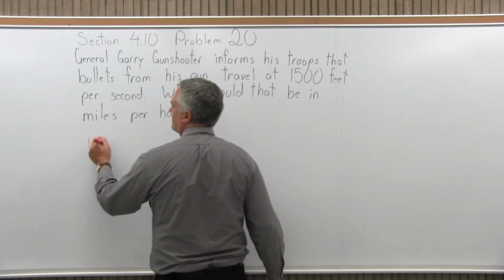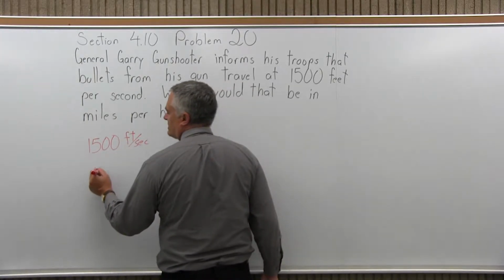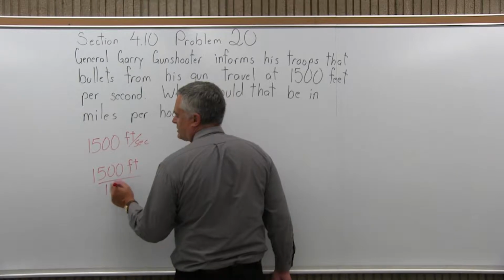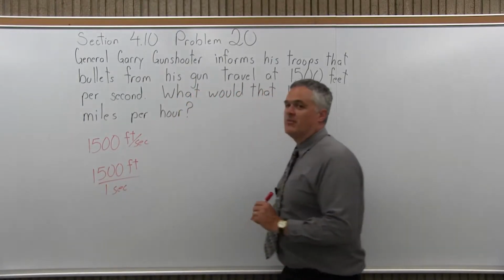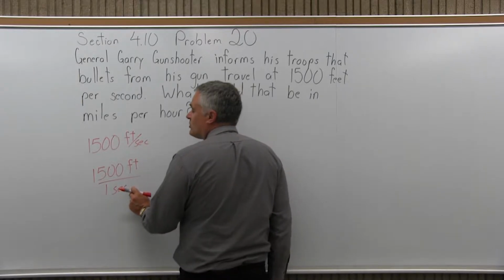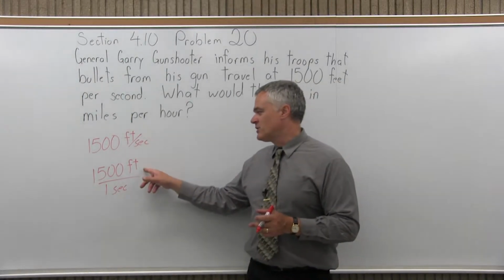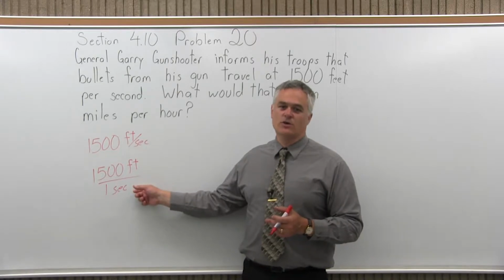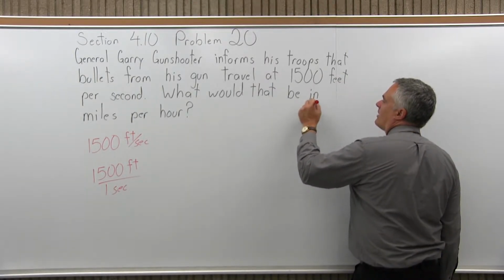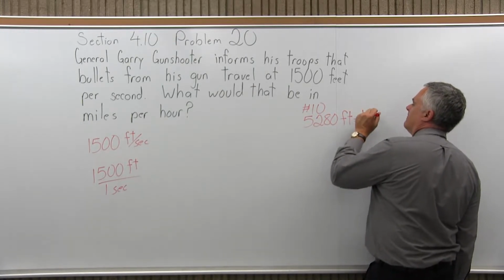You're going to start off with the given information, 1,500, which is in feet per second. The way I like to do this is 1,500 feet with a denominator of 1 second. So 1,500 feet are covered in 1 second of time. That's very fast. I want the top to turn into miles and the denominator to turn into hours. You can do that in a variety of orders, since you're multiplying fractions. Either way, you're going to get the same answer. We know from problem number 10 in the homework that 5,280 feet are equal to 1 mile. Let's start with that.